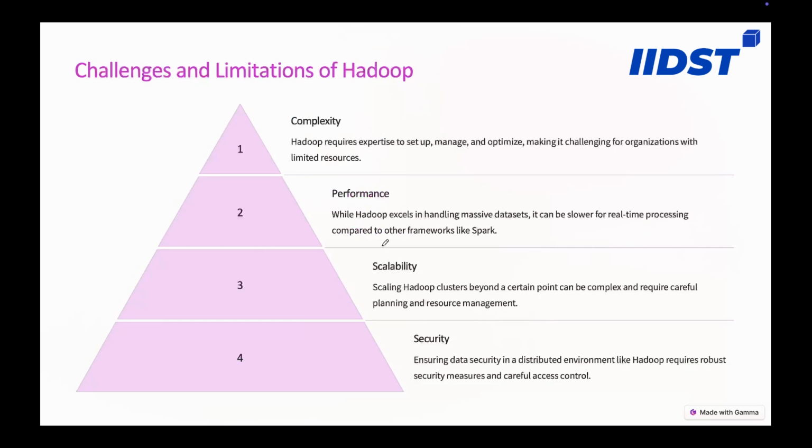Some challenges and limitations of Hadoop: complexity, performance, scalability, and security. Complexity. Hadoop requires expertise to set up, manage, and optimize, making it challenging for organizations with limited resources. Performance. While Hadoop excels in handling massive datasets, it can be slower for real-time processing compared to other frameworks like Spark. So if you can see right here, it says that Spark is faster than Hadoop, but we learned earlier that we can combine Hadoop with Spark for better performance.